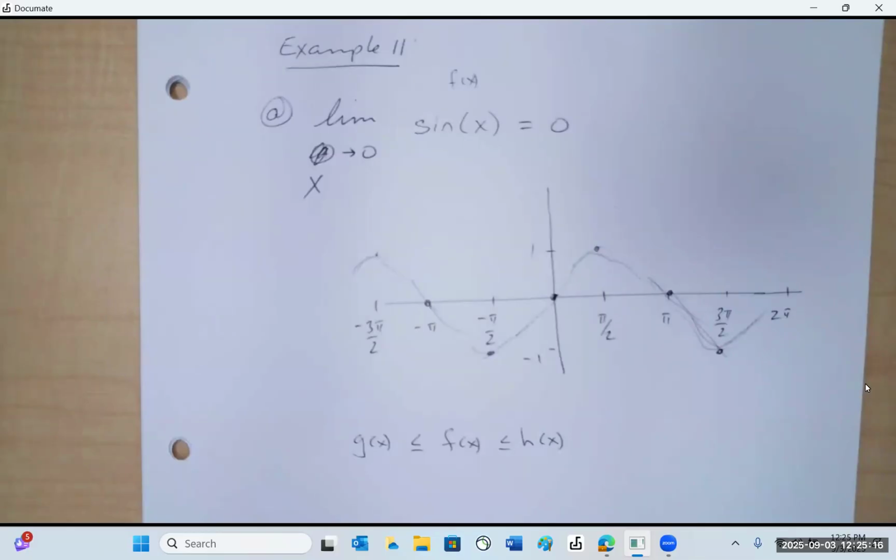What's that? Negative pi, pi? But that's a constant. It's got to hold throughout the entire domain. Good try though, but no, it's got to be over the entire domain. The easiest thing is let's look at the value x itself. If we look at the value of x, this one's sine.